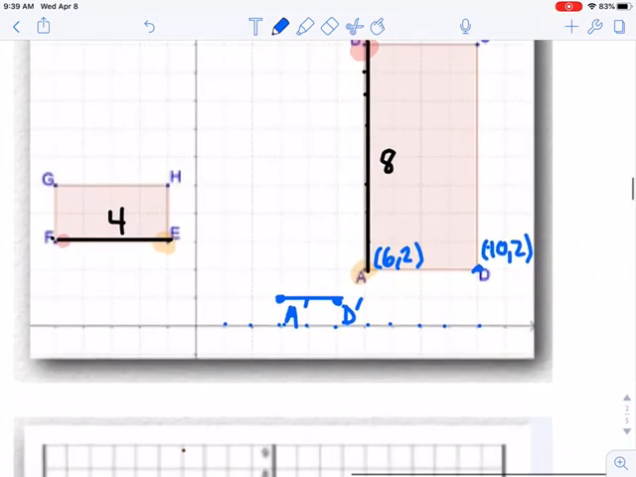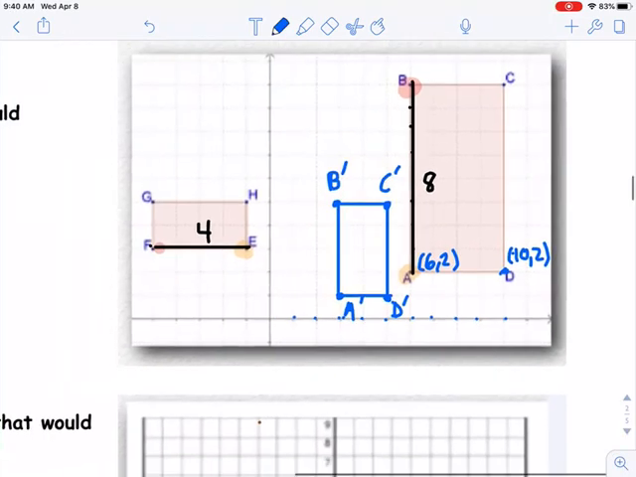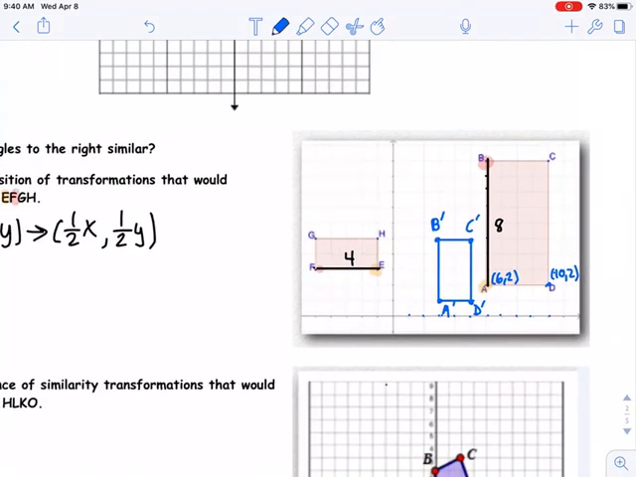All right, and then, since I know that I had 8, I can just count up 4. I don't even have to figure out B. I can just figure out B prime that way by just counting, using a little bit of logic. Remember, I am reducing all the lengths by 1/2, so I can do it that way as well. All right, so now I have 2 shapes the same size.